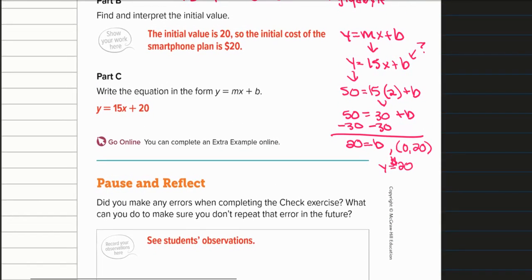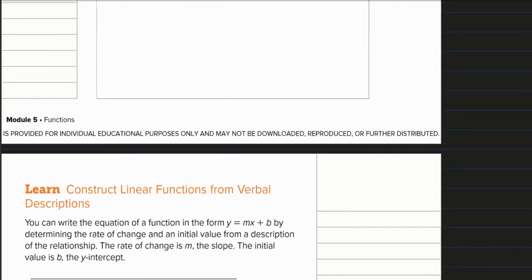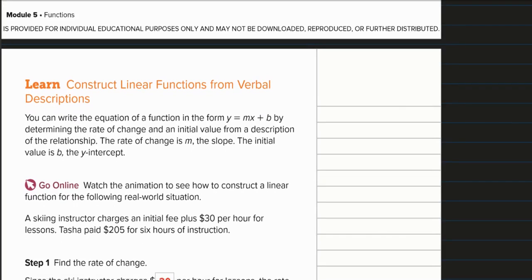So when they're saying a smartphone plan, the initial cost of a smartphone plan is $20. Then we're just going to plug that 20 in. So we're going to use what we started with here, and the only thing that's different is that we're going to plug in that 20 for our b value. Okay. Next, from verbal descriptions.